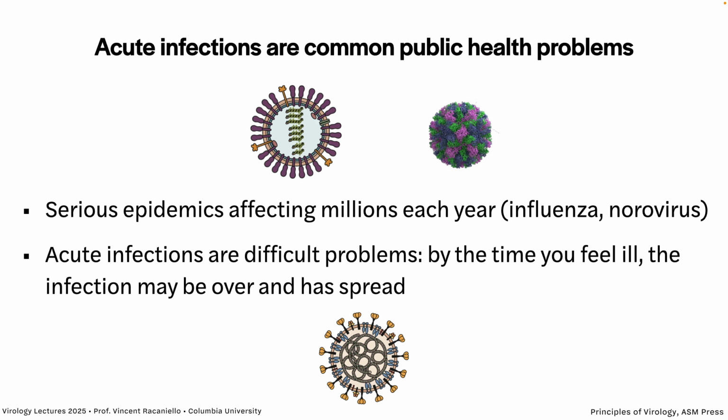The problem with an acute infection is by the time you have symptoms, the infection may be over, and it may already have spread to someone else. We'll see some examples of that today. And that's what makes it challenging to control acute infections, and why really the best way is vaccination, as we'll see later.